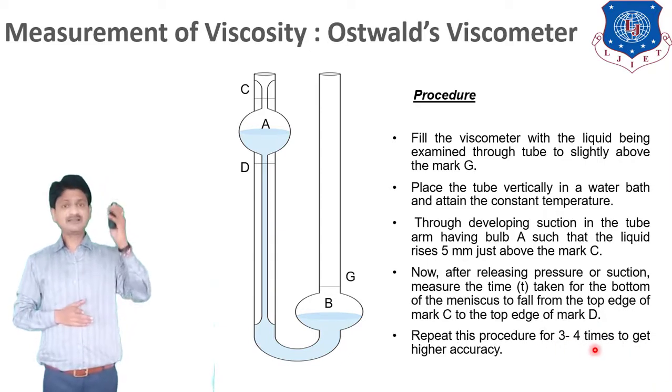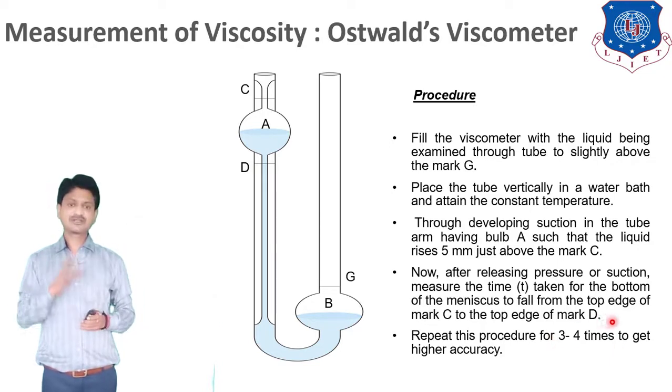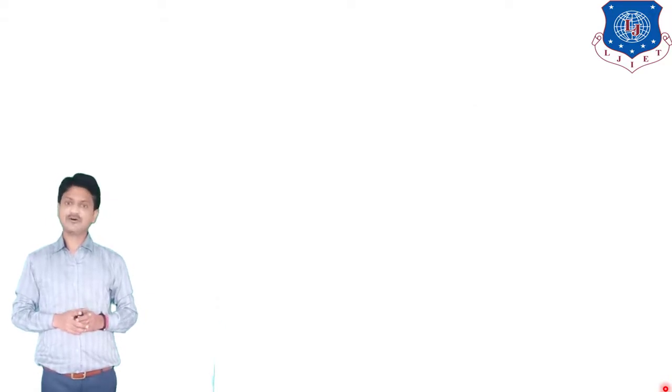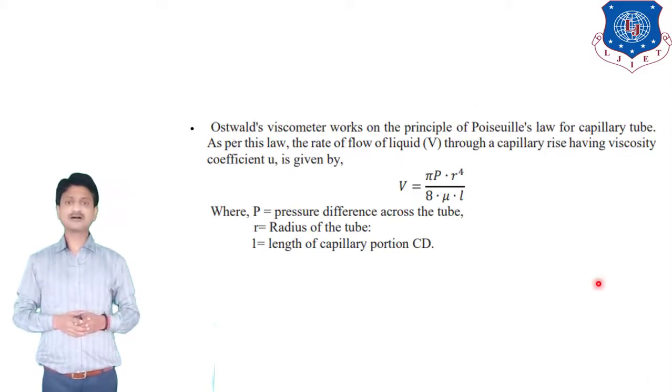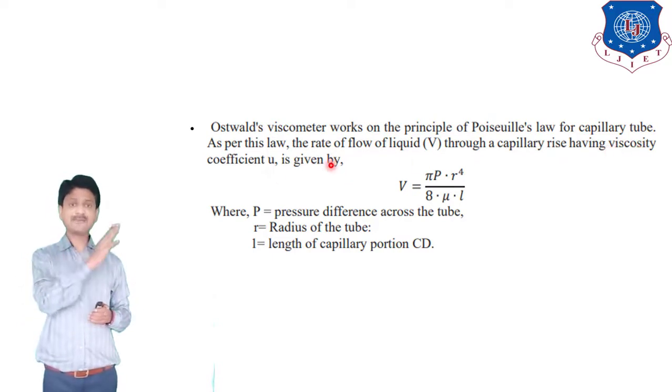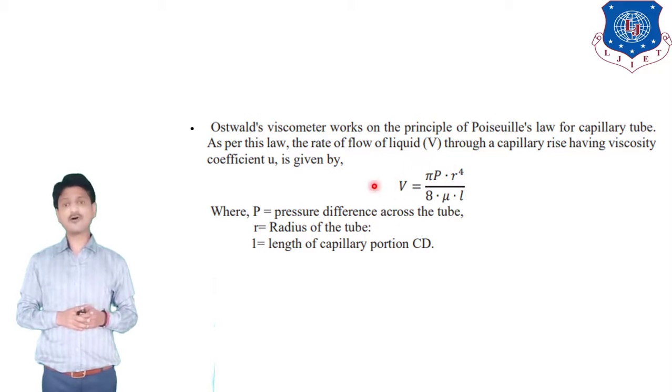Now, repeat the same procedure 3 to 4 times to get higher accuracy. Now, Ostwald Viscometer works on the principle of Poiseuille's law for the capillary tube. As per this law, the rate of flow of liquid through the capillary tube having viscosity coefficient mu is given by capital V equals pi into P r raised to 4 upon 8 mu into L.